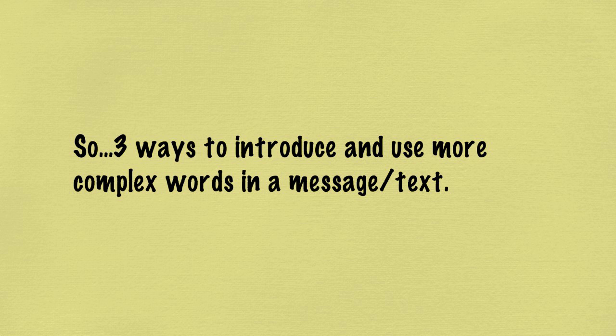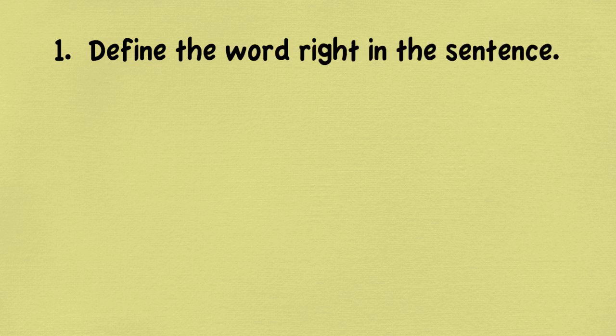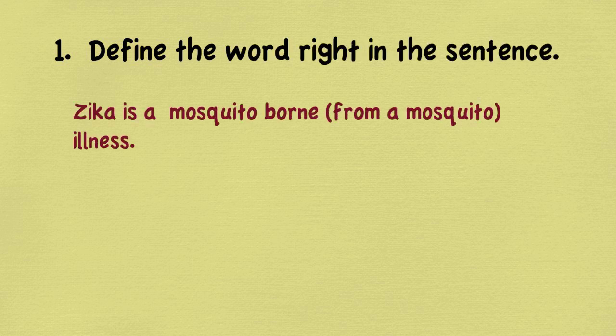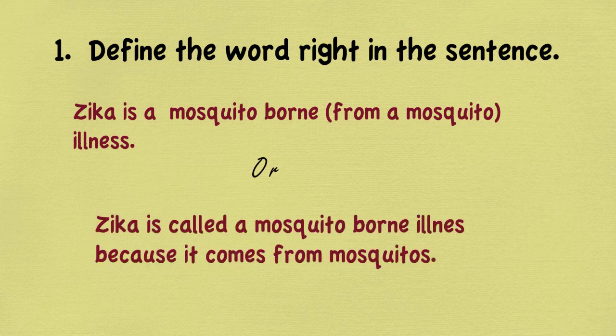So we're going to look at 3 ways to introduce and use complex words in a message or a text. The first is very simple: define the word right in the sentence. Zika is a mosquito-borne illness. That's one way to put it right in the sentence. Another way to do it is: Zika is called a mosquito-borne illness because it comes from mosquitoes.